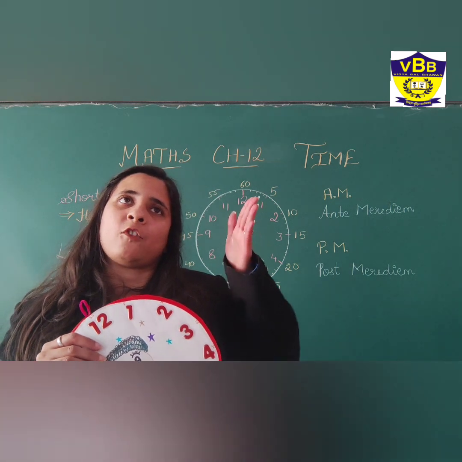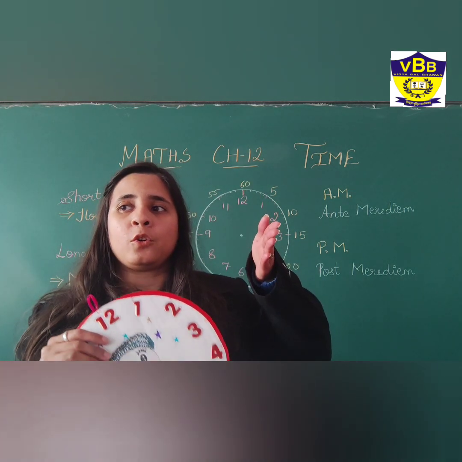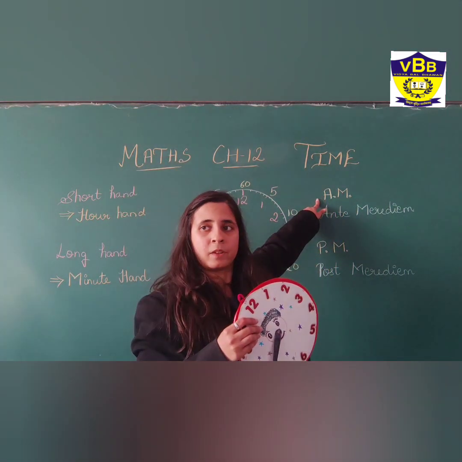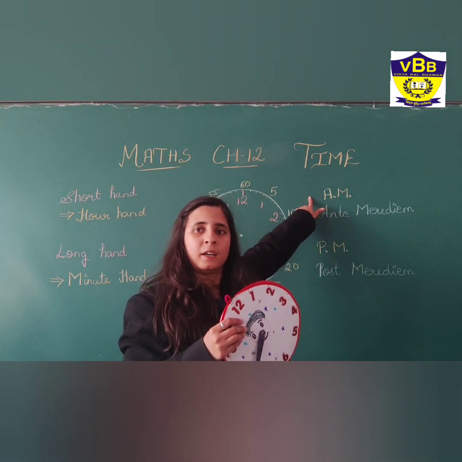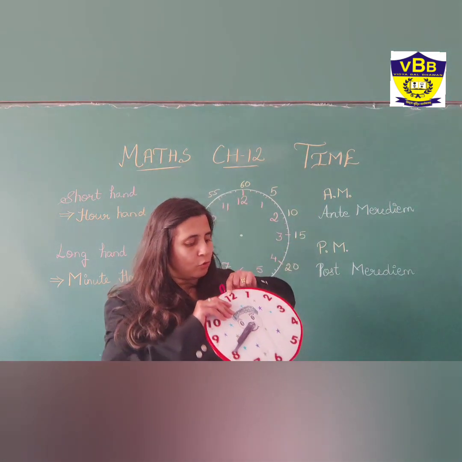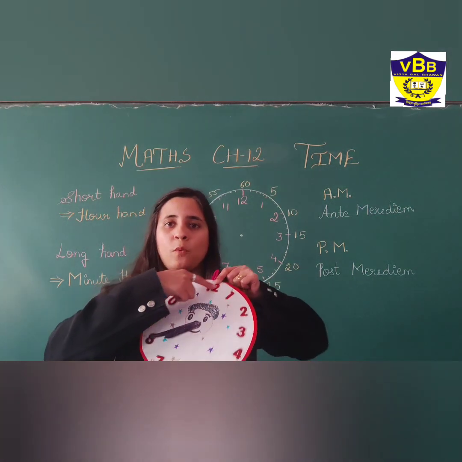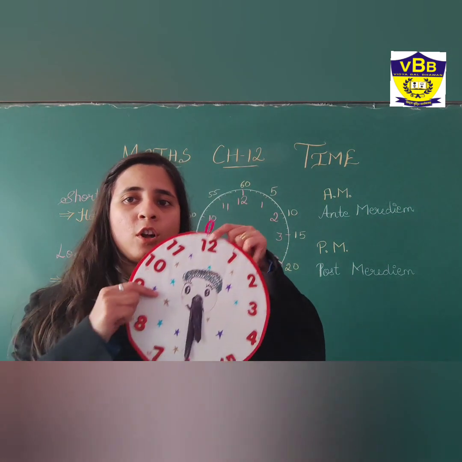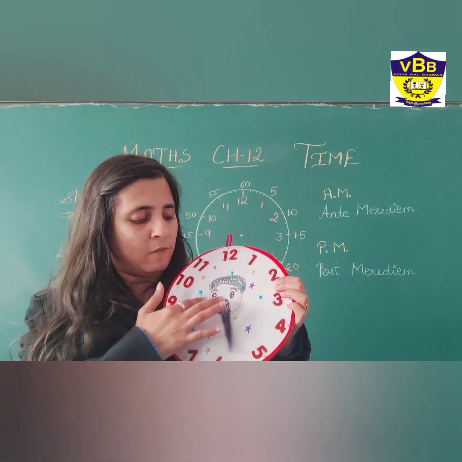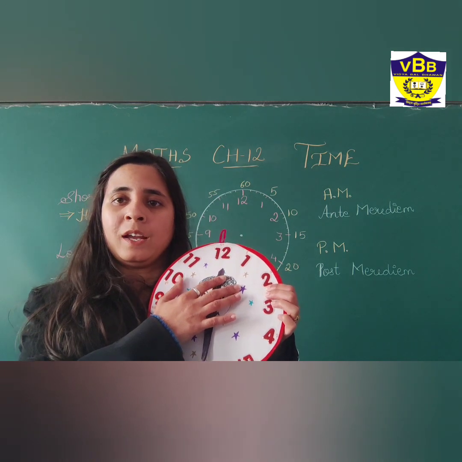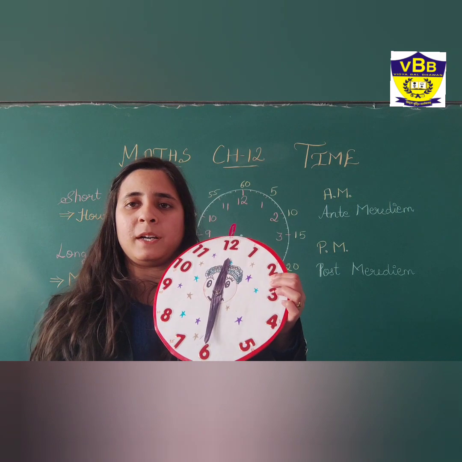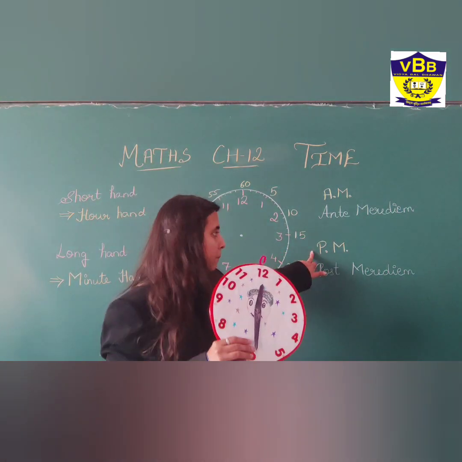From 12 at the midnight to 12 at the noon, we will always use AM. That means the 12 hours, if our hour hand moves from 12 at the midnight till noon, it will be AM. From noon to again 12 at the midnight, we will use PM.